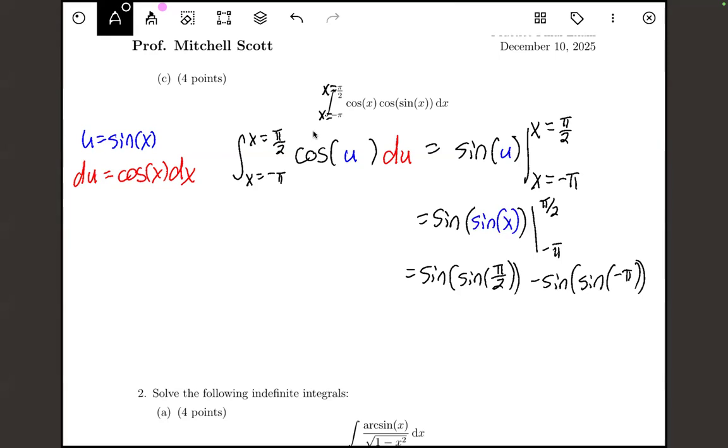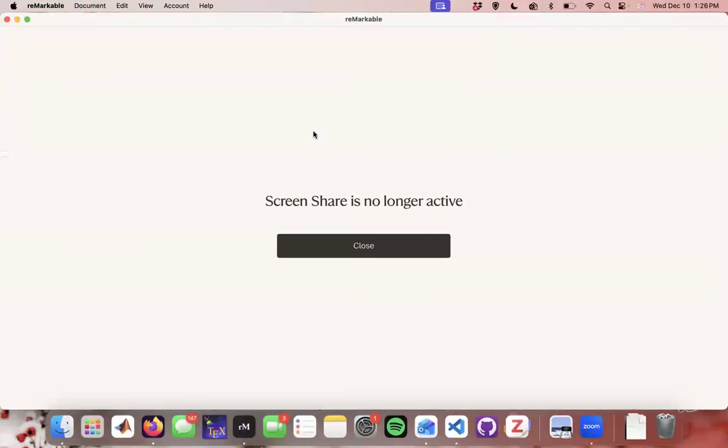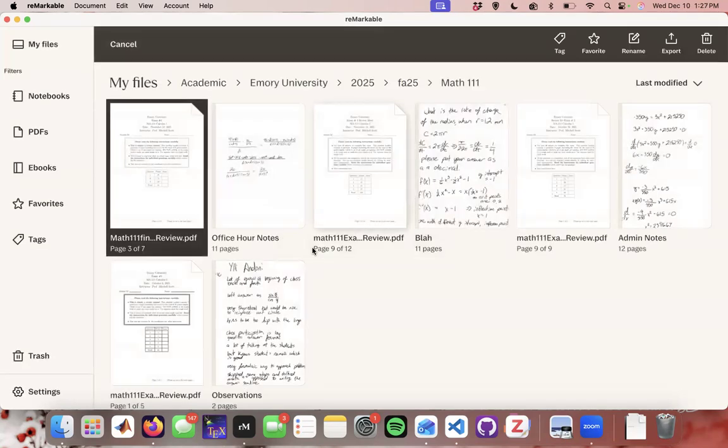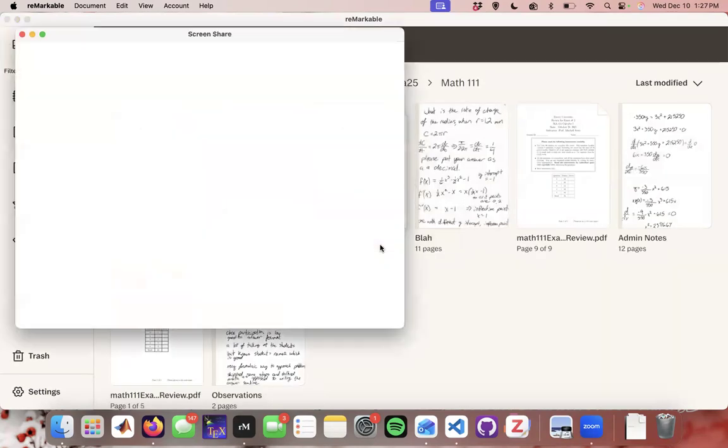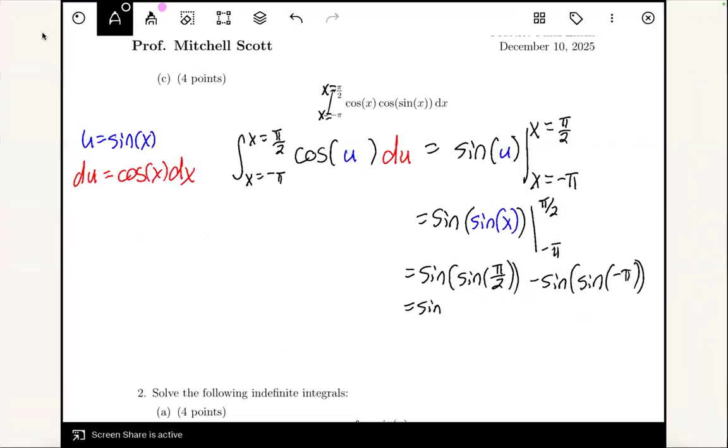So sine of pi over 2, we actually know that this equals 1. This equals 1 here. And okay, excuse me if for some reason my screen sharing is no longer active. Give me just a second to fix that. Okay, so we're back in business.